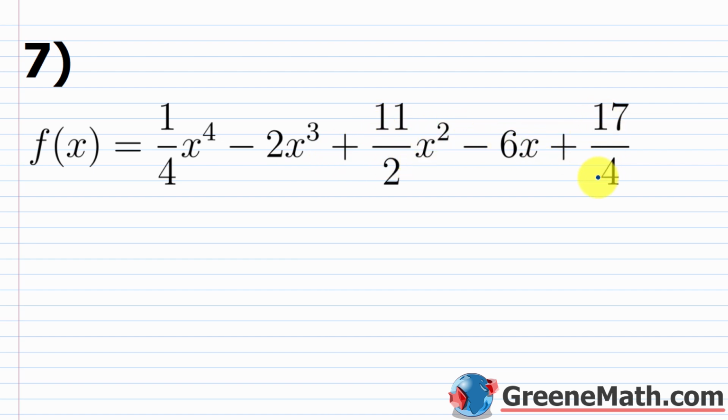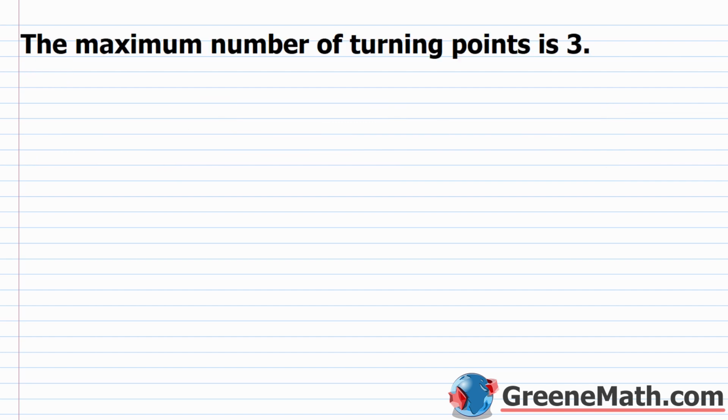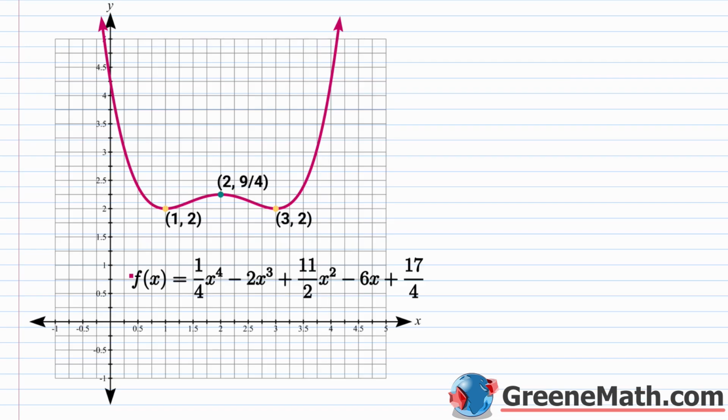Again, for the maximum number of turning points, not necessarily the number of turning points, but the maximum number of turning points, you want to look at the degree of your polynomial function. So in this case, the degree is going to be 4. And all you want to do is subtract away 1 from that. So 4 minus 1 would be 3. So the maximum number of turning points is 3. Remember, you could have less than that. This is just the maximum number. Okay, so let's go to the graph now.